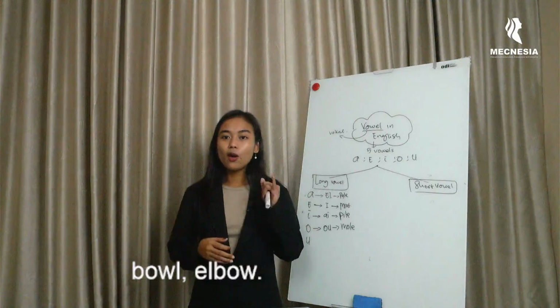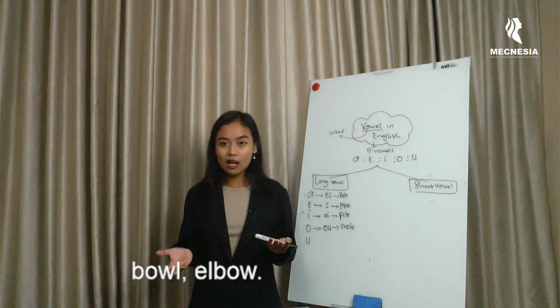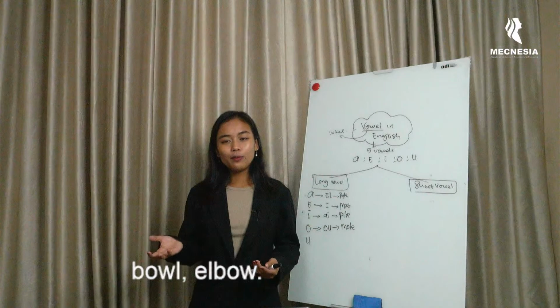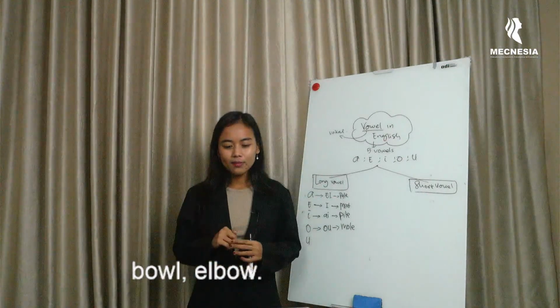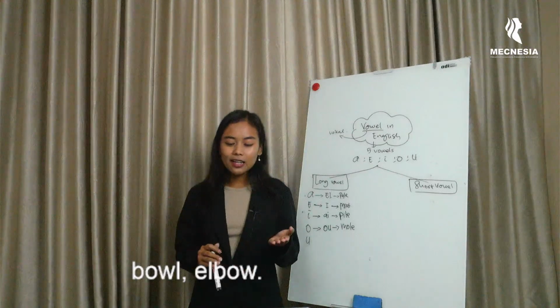Well, so we have bowl and elbow. Bowl means mangkok. Elbow means siku. Okay, the next rule is the C. Okay, aturan yang C.